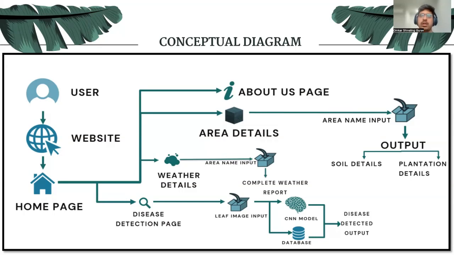Next will be weather details. Weather details will have the weather scenario at that particular area, the current weather. We are trying to implement the current weather at that particular area so that it will help the farmer take a yield accordingly and make precautions accordingly. And the final page will be our MVP, which is our disease detection page, where the farmer will upload the image and he will get the analysis.